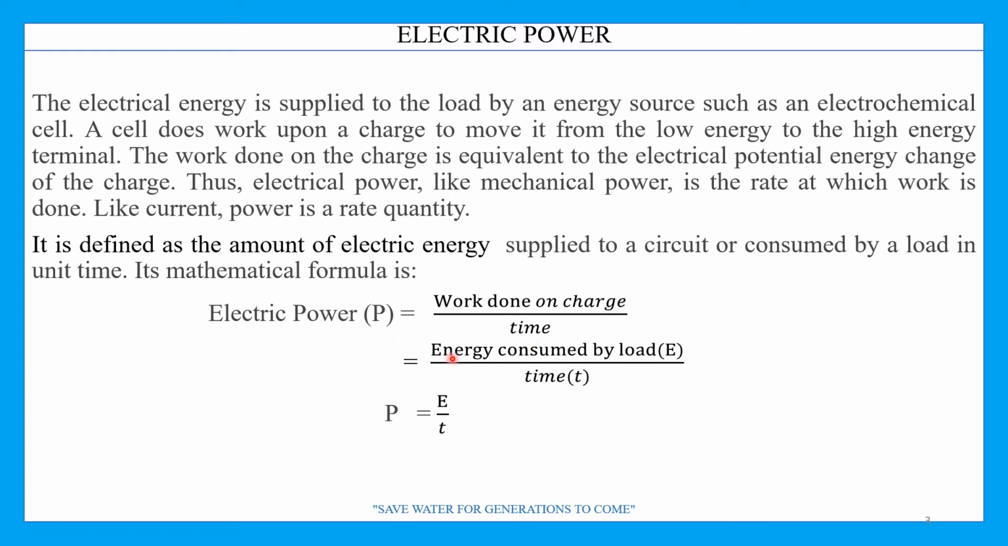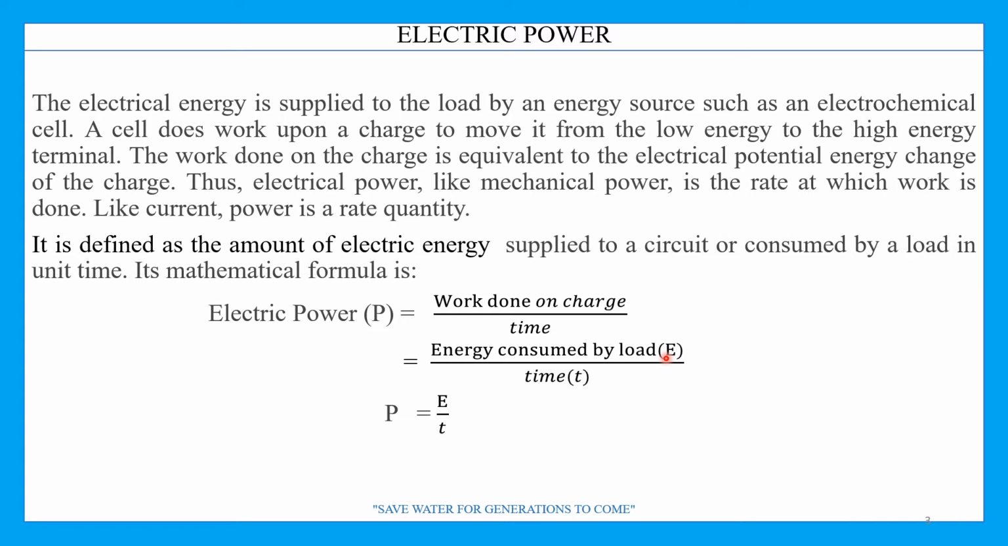So electric power is also written with work done meaning the energy consumed by the load or the circuit. Electrical energy consumed by the load or the circuit, which is being supplied by the source of electricity. That may be a cell or a battery, or another source. So the electric power formula comes out to be P equals E upon T, where E is the electrical energy consumed. This is very important to remember, how electric power is different from mechanical power, and how its formula is different.